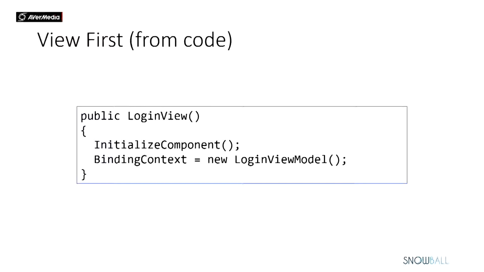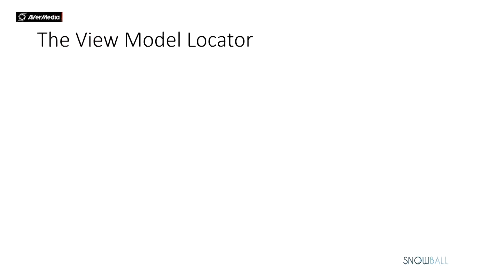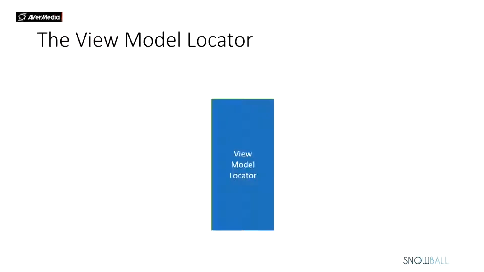Now, while this works, I'm not really a fan of this, because I do think it still ties things way too tightly together. So I prefer to put another layer of indirection in between. And that's why I typically use something called a view model locator. As the name implies, this thing is going to locate view models. I think that's rather obvious.